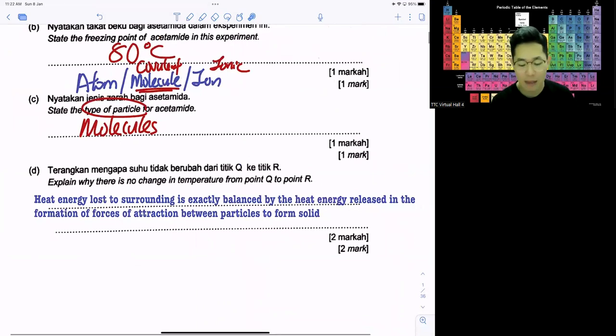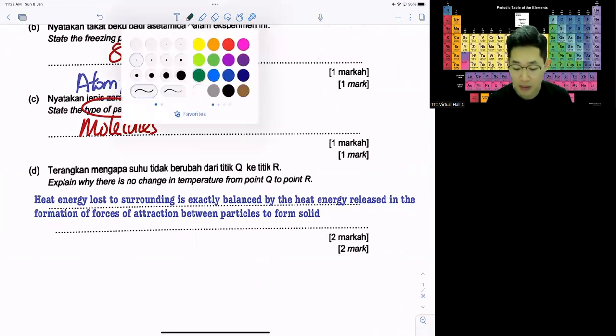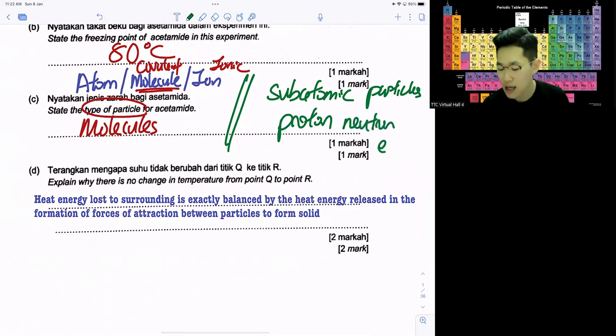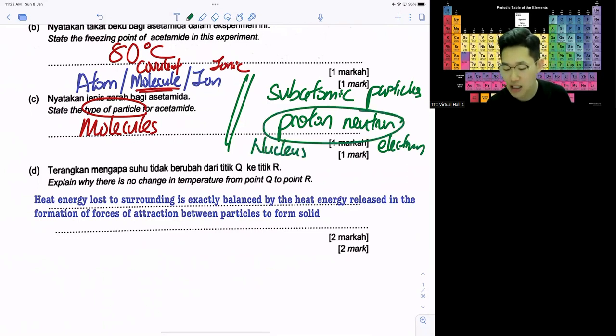And then 不要弄乱啊，type of particles and subatomic particle. Subatomic particles are proton, neutron, and electron. Where proton and neutron 是在 nucleus 里面的，electron 是在 shell，所以是不同的 type of particles 跟 type of subatomic particle. Next, explain why there is no change in temperature from point Q to R.